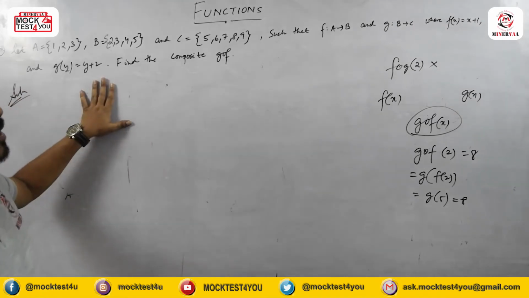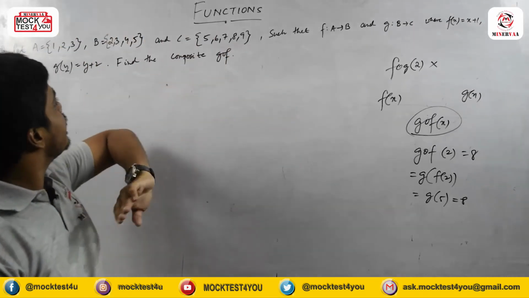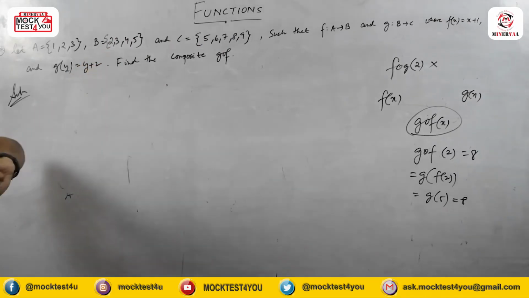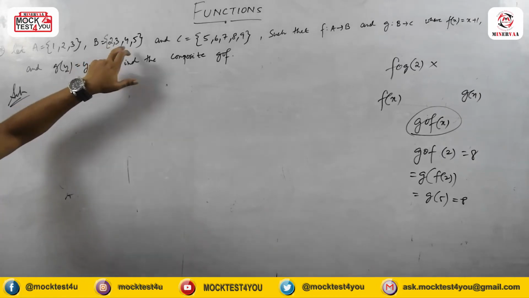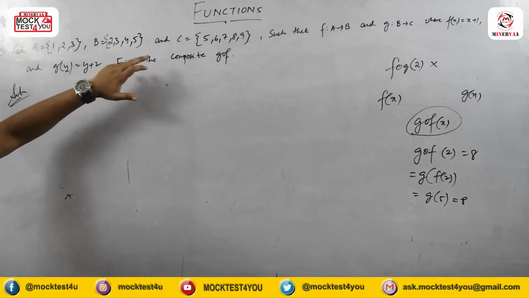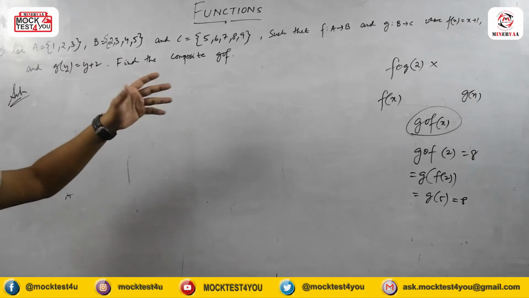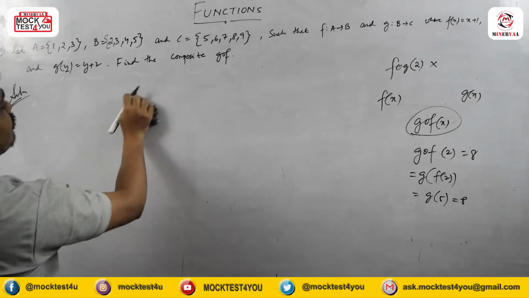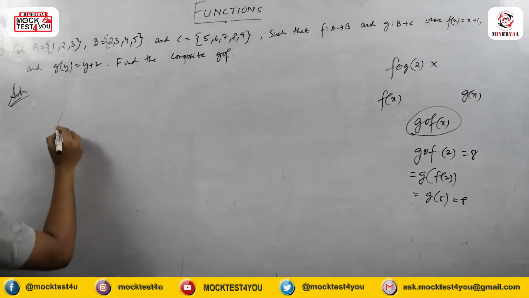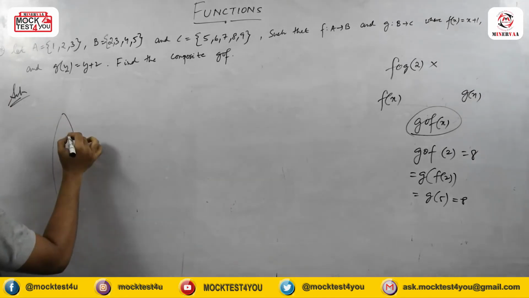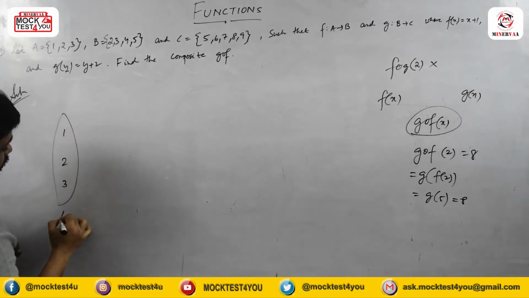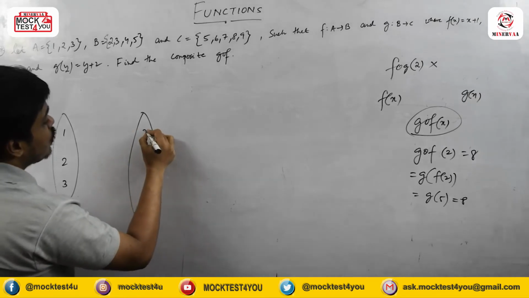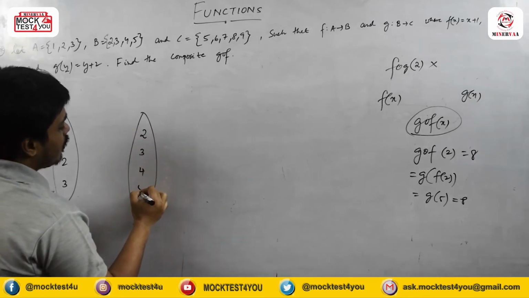So here we have the question. There was a problem in the previous question, so I corrected it. Here we have 2, 3, 4, 5. Because if we take 3, 4, 5, it is not forming a function actually. So there was a mistake in the book. So I will first form the function and its elements. A is 1, 2, 3. And B is 2, 3, 4, 5.